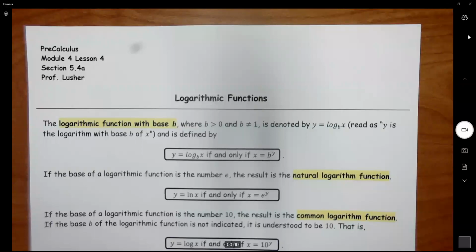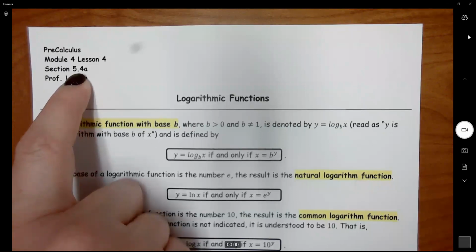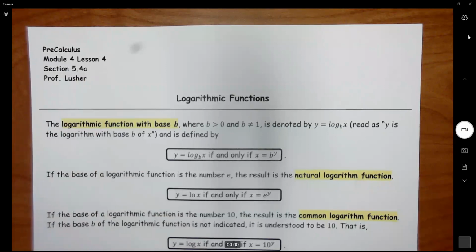Hello, in this video, we're going to be introduced to logarithmic functions, or just log functions. This is lesson 4 and it's over the first section of 5.4. So this is 5.4a. And in the next lesson, lesson 5, we're going to be going over 5.4b, so the second half, which is all about graphing.